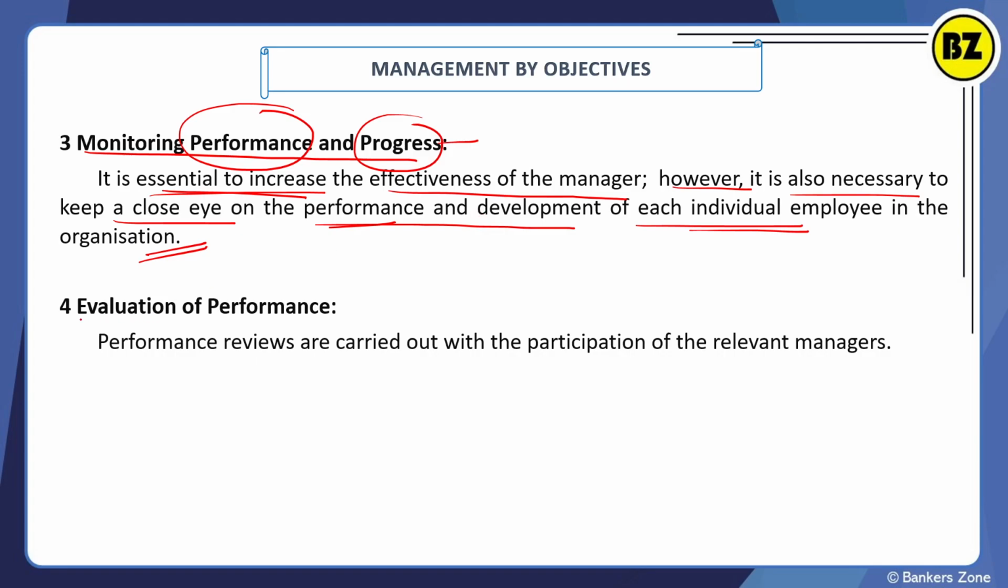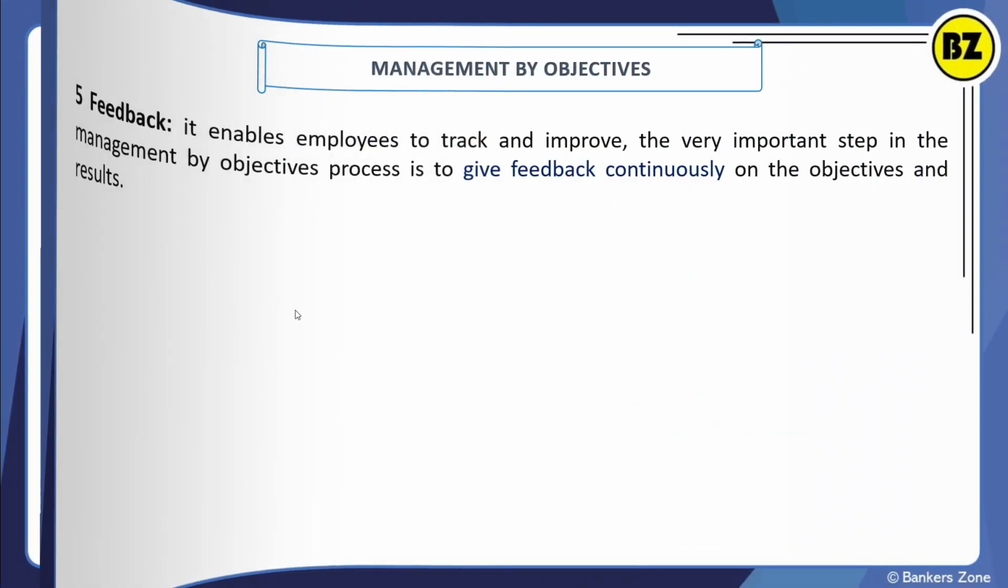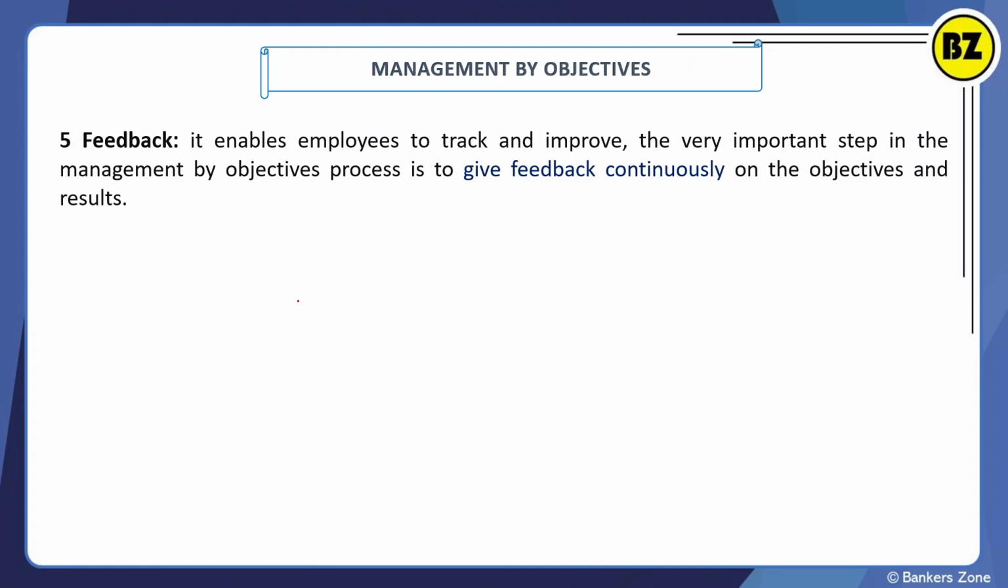Next, evaluation of the performance means you have to review. Performance reviews are carried out with the participation of the relevant manager. So you will evaluate the performance done by your staff, right? Next is simply the feedback. Feedback enables the employee to track and improve. It is a very important step in the management by objective process, to give feedback continuously on the objective and the results. So feedback is very, very important, right?